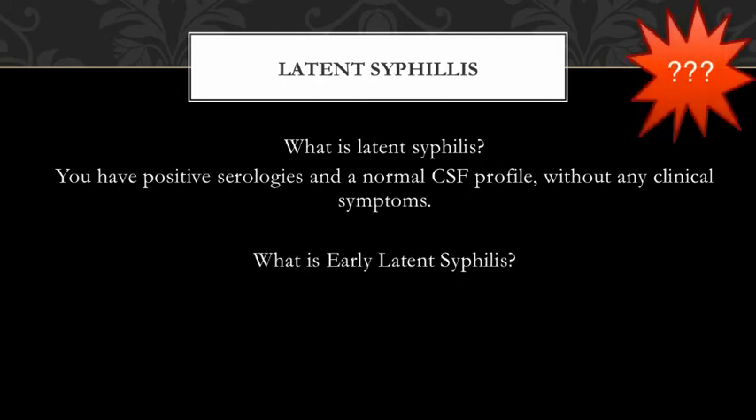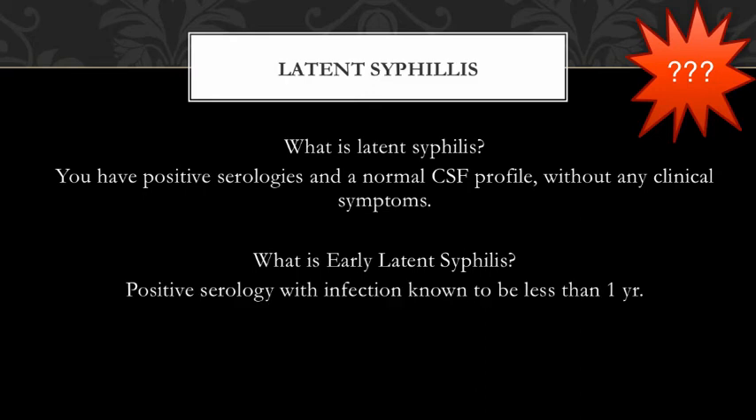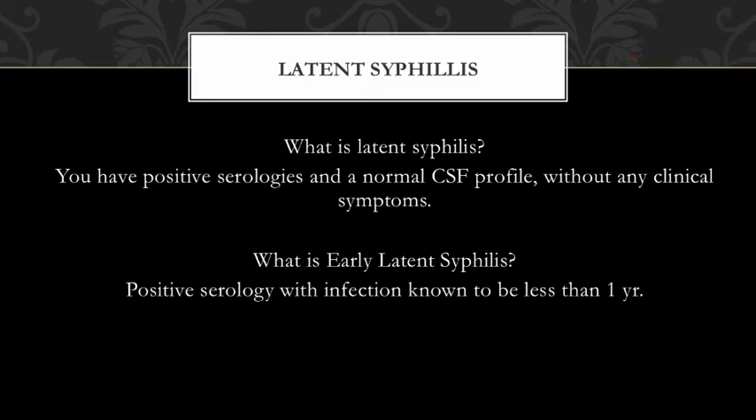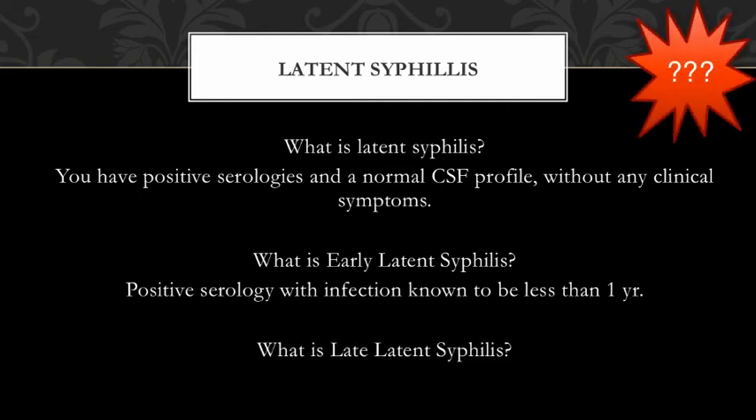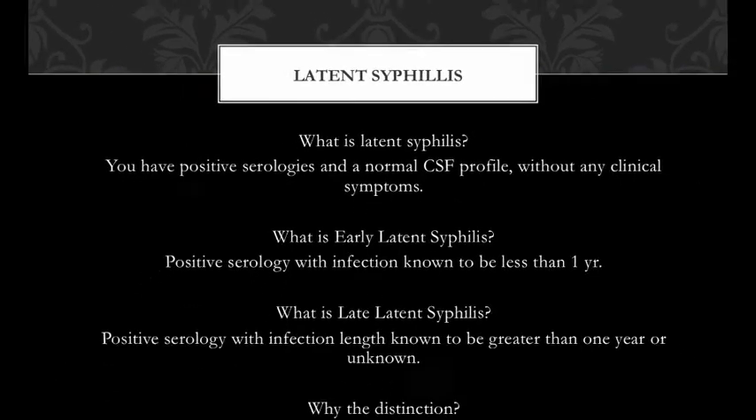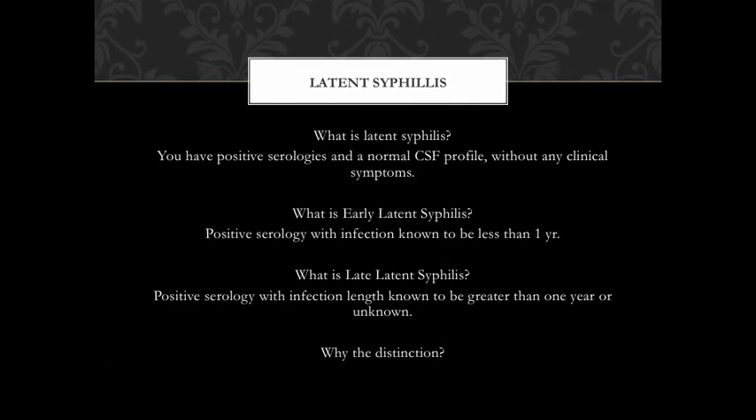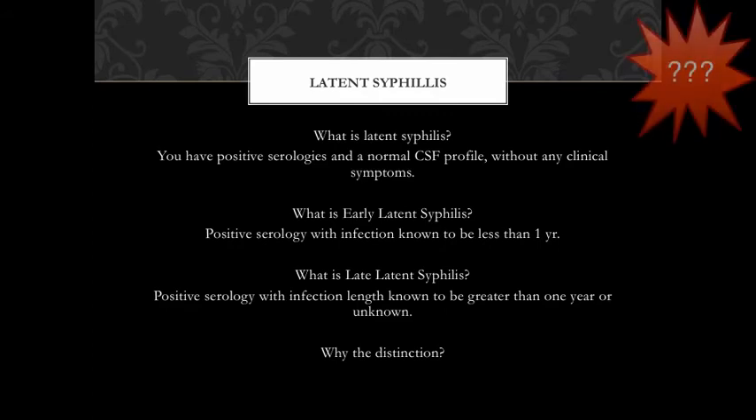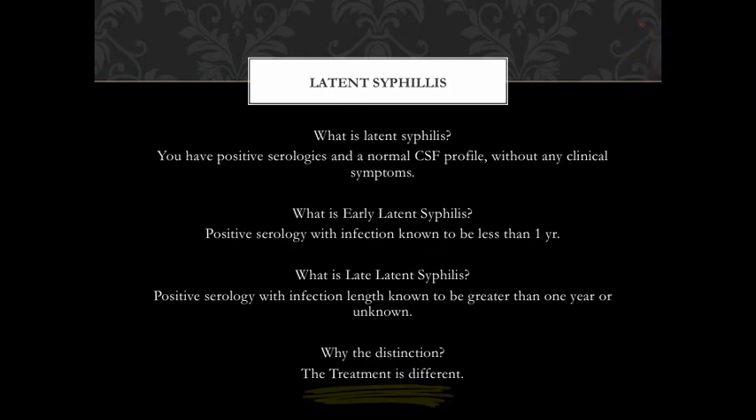What about early latent syphilis? That means you have latent syphilis and you know you've had the disease for less than 1 year. What about late latent syphilis? Late latent syphilis is when you either know you've been infected with syphilis for longer than a year, or you don't know how long you've been infected. So why do they make this distinction between early latent syphilis and late latent syphilis? Why not just call both of them latent syphilis? Because the treatments are different.